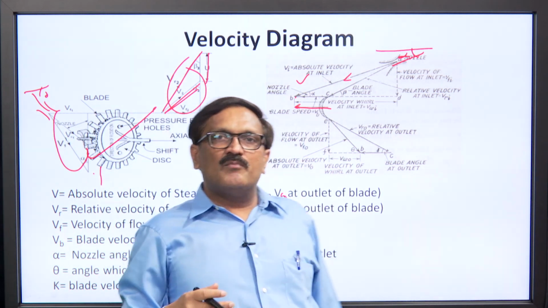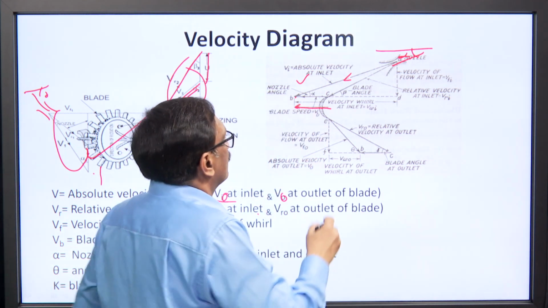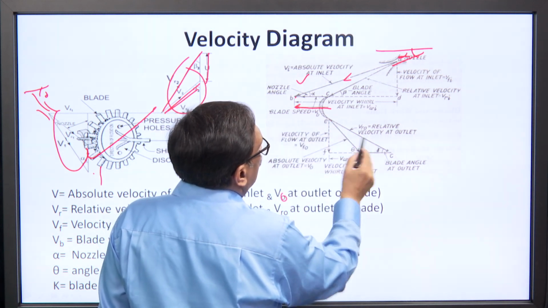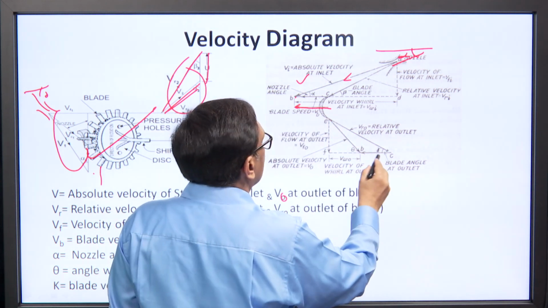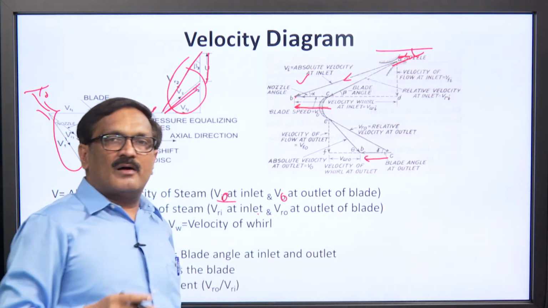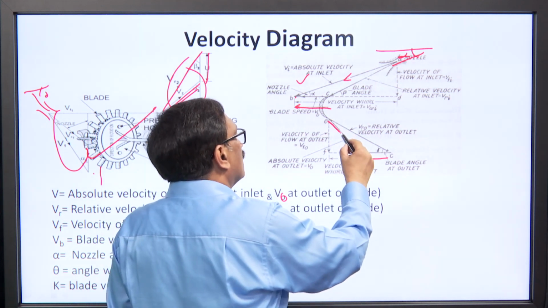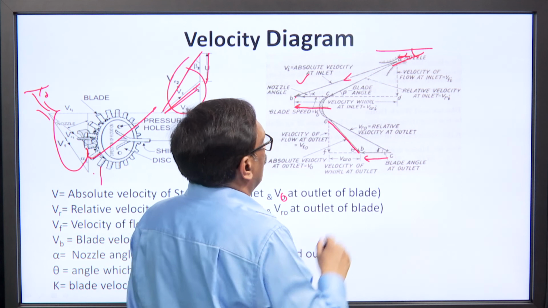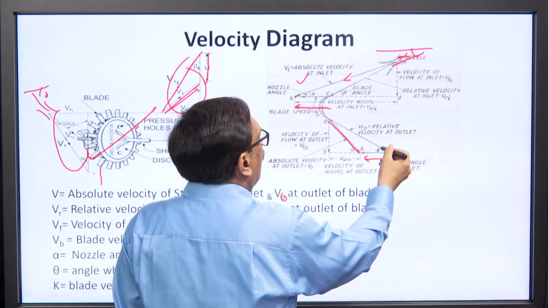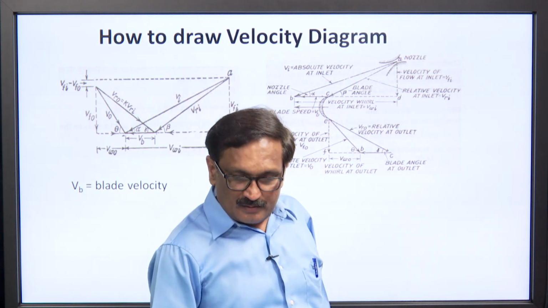Similarly, when the steam leaves the blade outlet, it is in the direction of the blade angle, that is the relative velocity. This relative velocity plus the blade velocity will give you the absolute velocity. This is the absolute velocity of the blade. So, this is the angle of the blade at the inlet and this is the angle of the blade at the outlet. So, these are the velocity diagrams at the inlet and outlet.